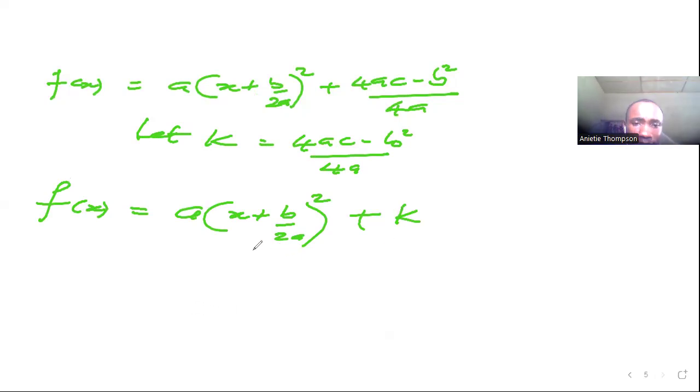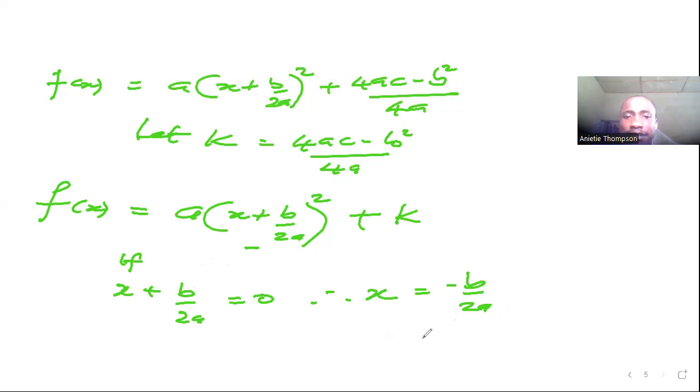Now, if we let what is inside the bracket here be equal to 0, so we will have x plus b over 2a equals 0. It therefore means that x equals minus b over 2a. So that means this is the value of x at a point where the function f of x is equal to 0. How do I know that?